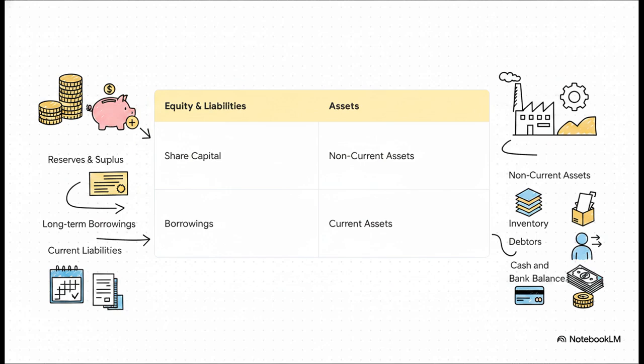Next up, we examine the balance sheet photograph, and we're following that strict Schedule 3 structure we mentioned earlier.